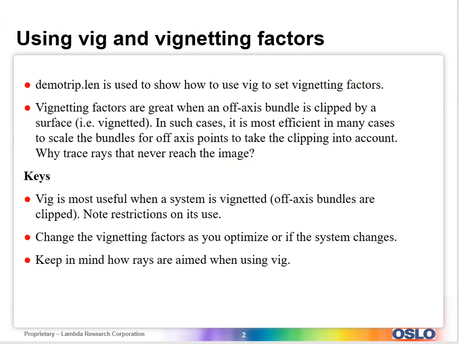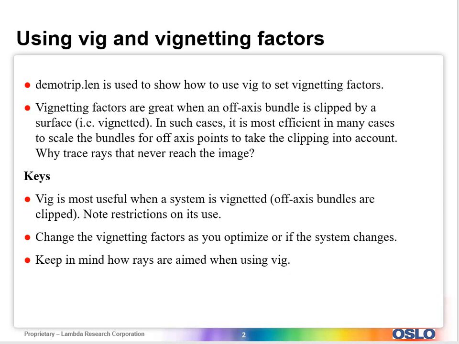There's a lot of reasons to do this in optical design. When you have these types of cases, it's efficient to scale the bundles for those off-axis points to take that clipping into account. In other words, why would you trace rays that never reach the image? So it's most useful when a system is vignetted. And there are some restrictions on the use of VIG specifically, that I will talk about.